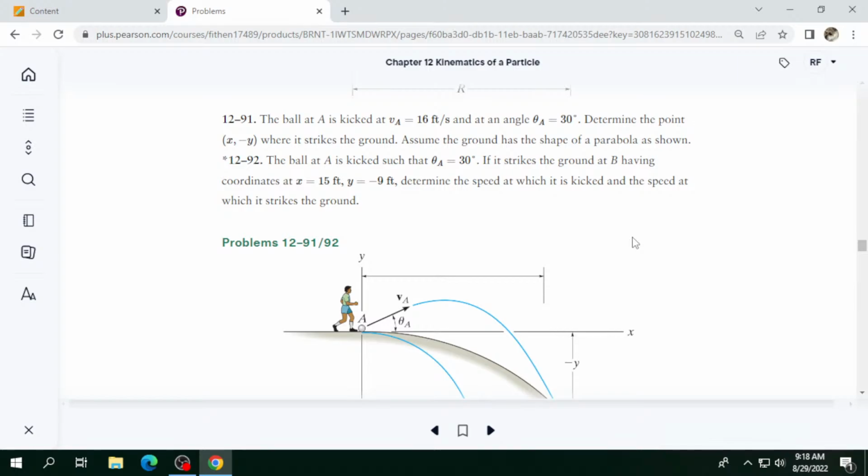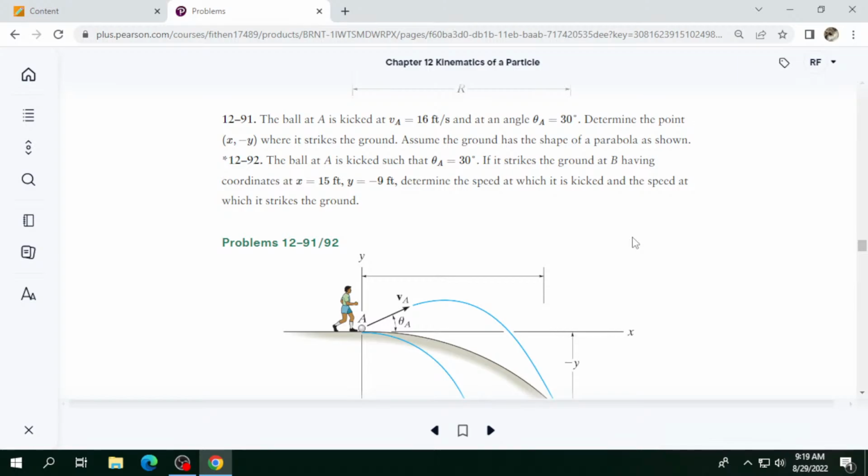So your other solution should be x equaling to moving the tangent over, tangent of 30 over, and slipping all this stuff under it, 0.04 minus 32.2 over 2, 16 cosine 30 squared.